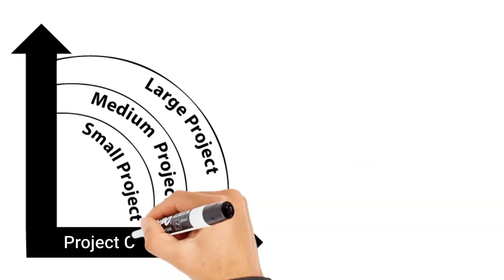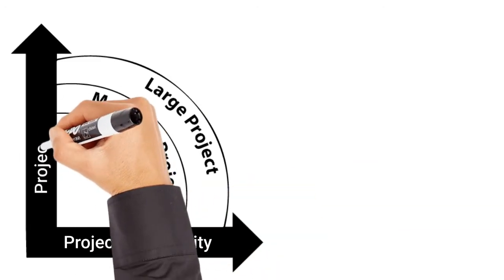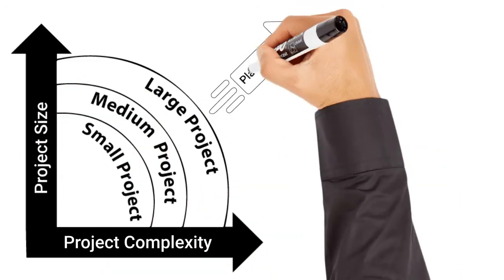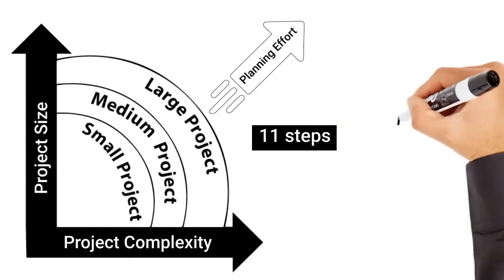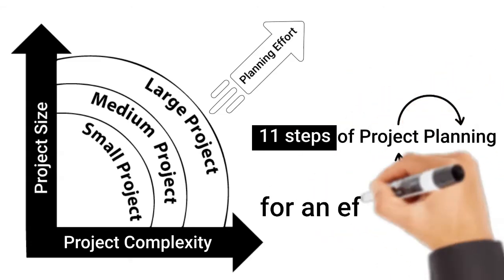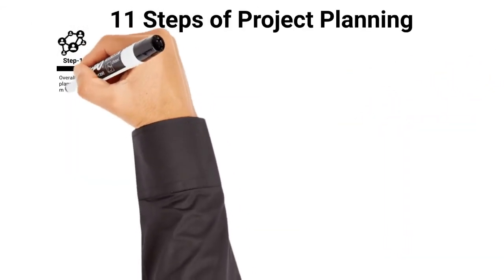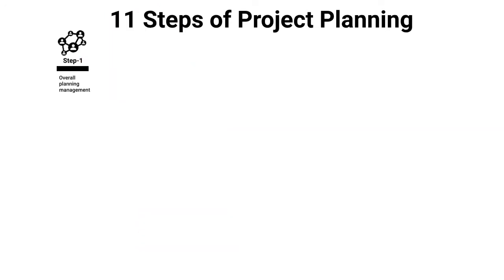Depending on the type of project and its complexity, there can be different approaches to plan a project. However, project planning requires an in-depth step-by-step analysis of project activities. There are 11 steps that should be performed in the set order to come up with an effective plan. The first step is to perform overall management planning. This step is to determine how you will plan and integrate each work area of the project.